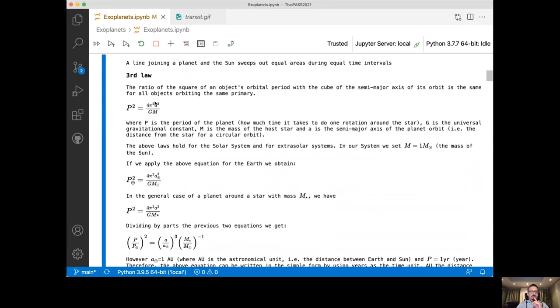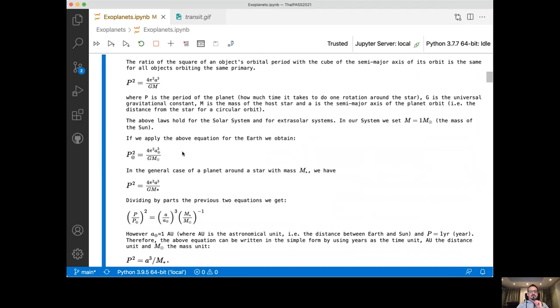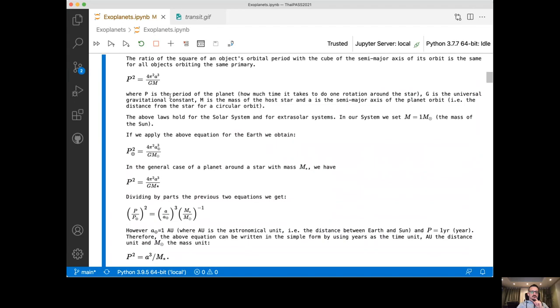So you can make this equation a bit more simple by applying it for the Earth. The Earth moves around the sun, so I put in, for the mass of the star at the denominator here, the mass of the sun. This is denoted by this little symbol down here. And this symbol up here for the period and the semi-major axis corresponds to the Earth. So this is the general equation up here, and this equation down here is the equation for the Earth.